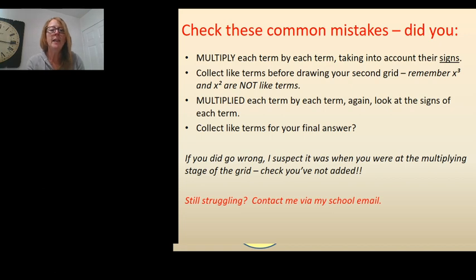Okay, so just make sure your powers are all the same. Once you've multiplied each of the terms by each term, again, look at the signs, be careful with that. That will be the most common thing that you'll go wrong with. Collect your final terms for your final answer. Obviously, if you give an elongated answer which hasn't been simplified, potentially you're going to lose marks for that. Now, if you did go wrong, in my experience, it tends to be that you've added rather than multiplying. So again, as mentioned before, just make sure you check that.